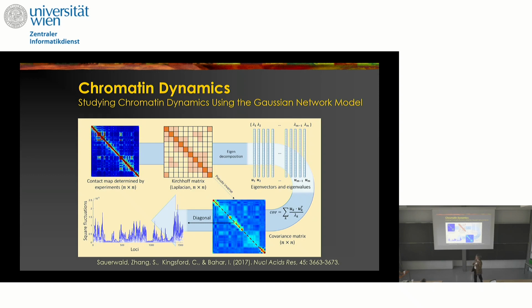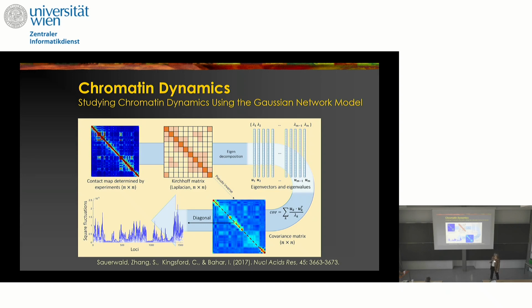The Gaussian network model has actually been introduced more than two to three decades ago for proteins or biomolecules. We applied it to the ribosome, we applied it to entire viruses. Now the question is, can we use this type of network model to examine chromatin dynamics?